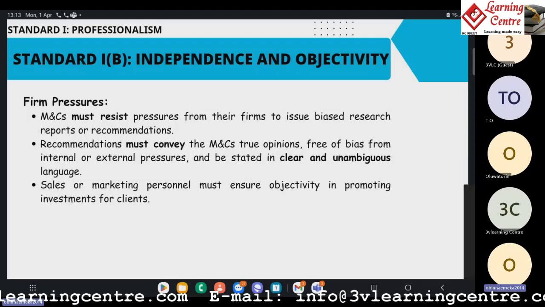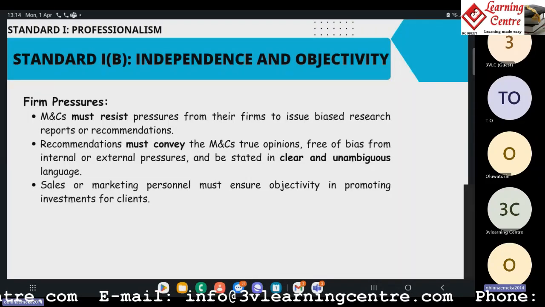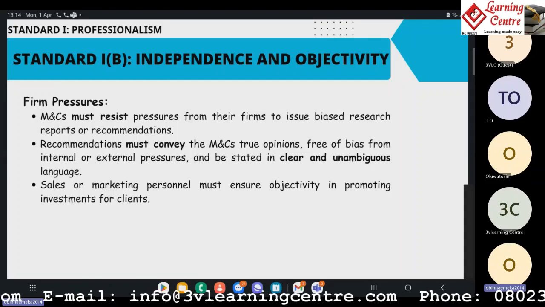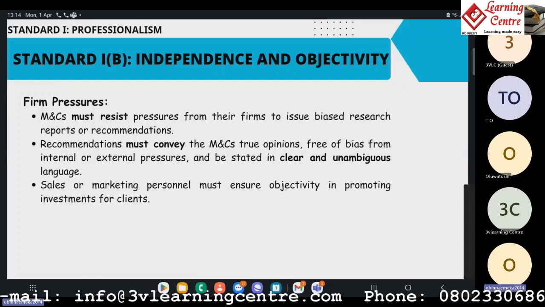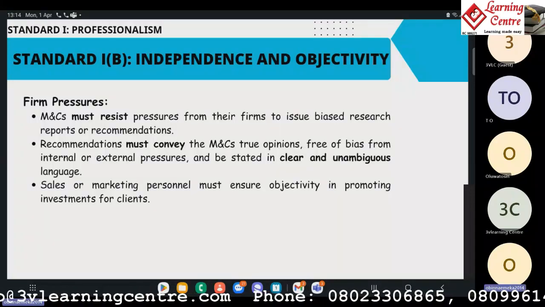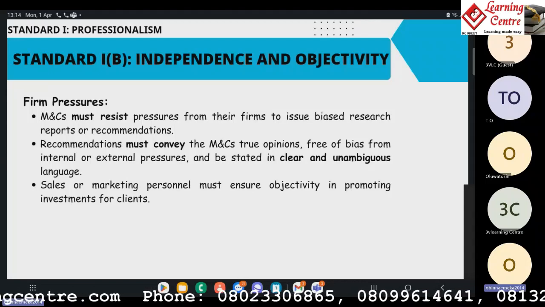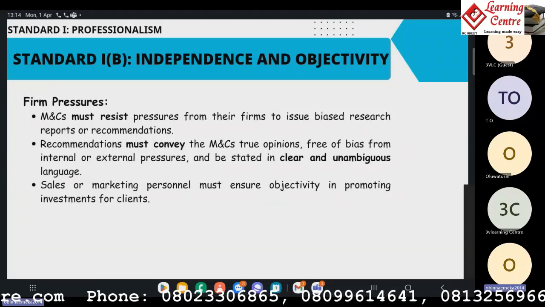If you are a sales or marketing professional, you also have to ensure objectivity in promoting investments for clients. This is what the standard requires you to do. The summary of the whole thing is this: make sure you protect your independence and objectivity.